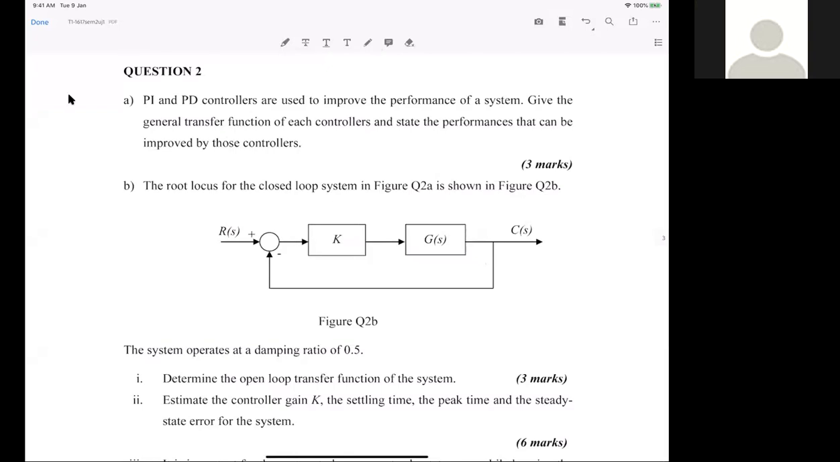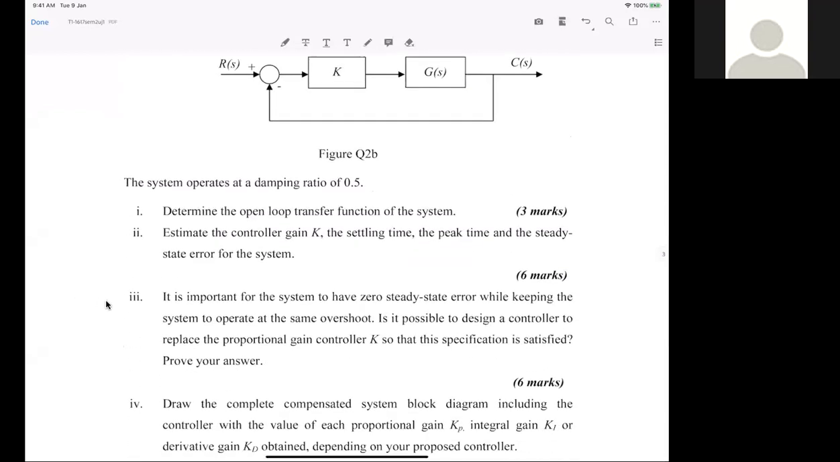Question 2A. PI and PD controllers are used to improve the performance of a system. Give the general transfer function of each controller and state the performance that can be improved by those controllers. B. The root locus for the closed loop system in figure Q2A is shown in figure Q2B. The system operates at a damping ratio of 0.5. Determine the open loop transfer function of the system and estimate the controller gain K, the settling time, the peak time, and the steady state error for the system.